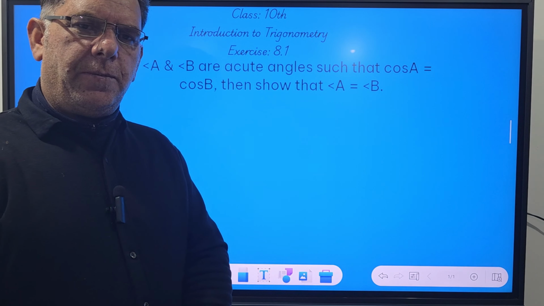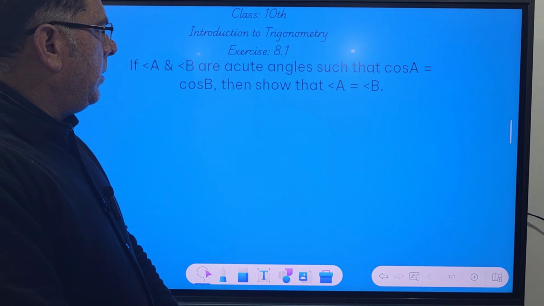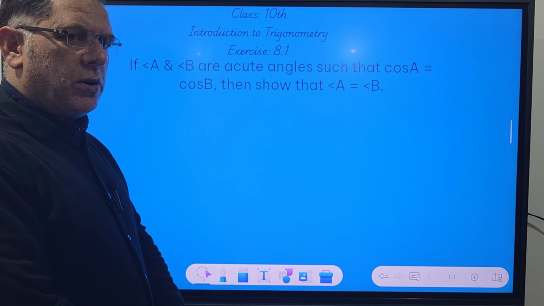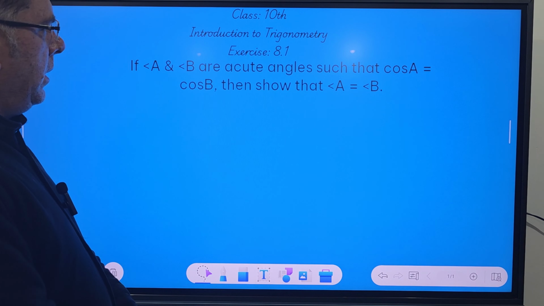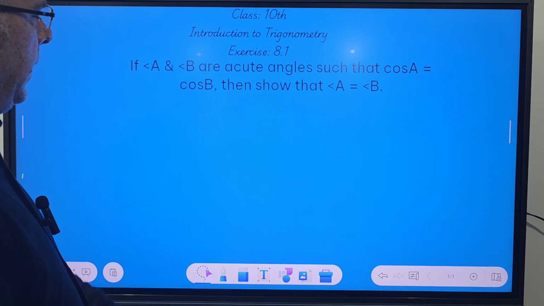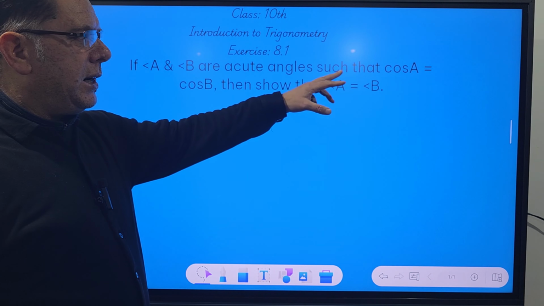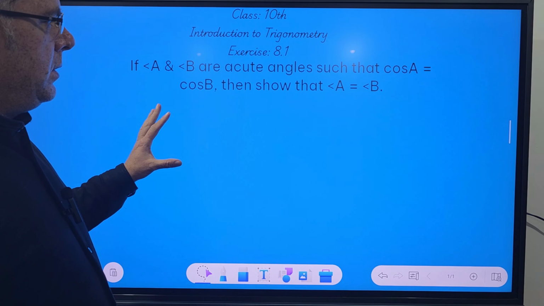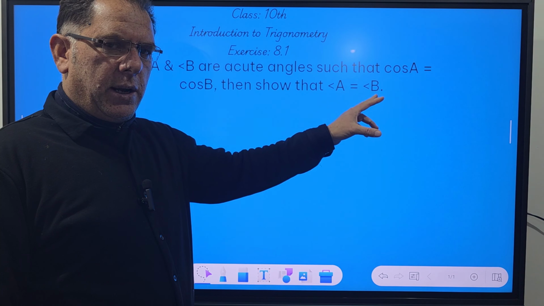In today's video, I have selected one of the questions from the 10th class. The chapter is Introduction to Trigonometry and the exercise is 8.1. Now I have chosen one of the questions here. If angle A and angle B are acute angles such that cos A is equal to cos B, then we have to show that angle A is equal to angle B.